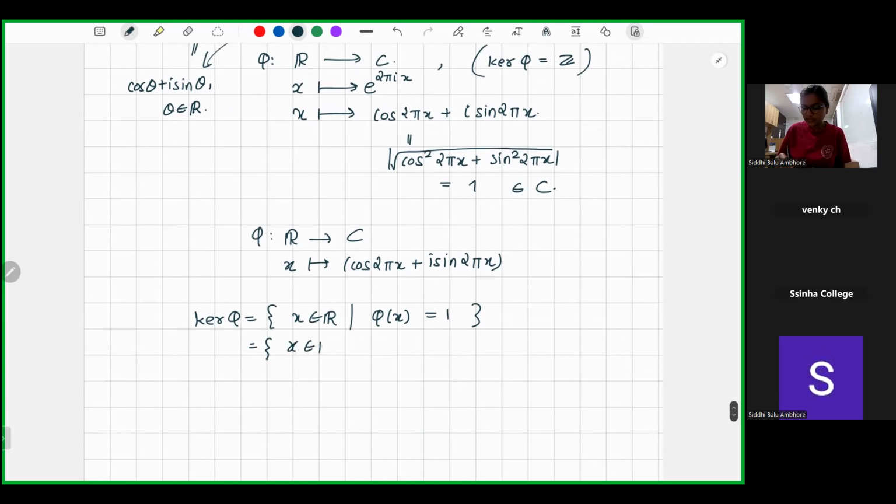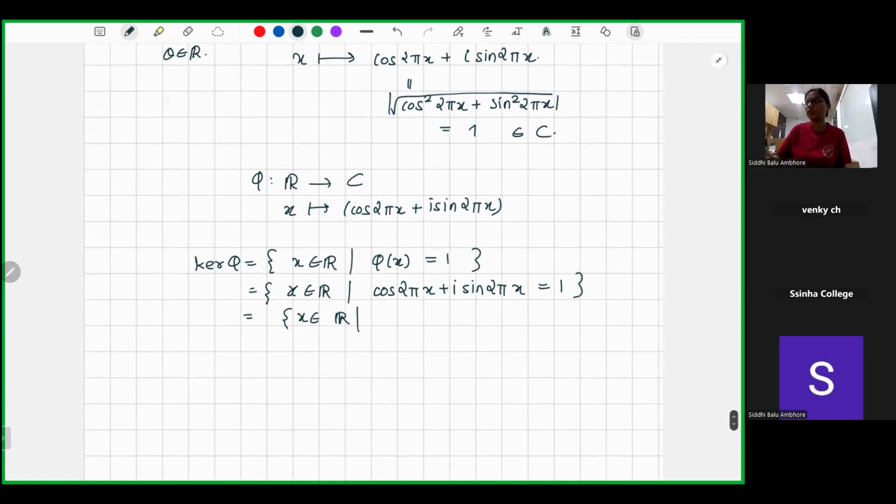So that is x in R such that cos 2 pi x plus I sine 2 pi x is equal to 1. So this implies all those x in R such that, here we do not have any imaginary part, so what I need is that cos 2 pi x needs to be 1 and sine 2 pi x needs to be 0. So what will be the x then?